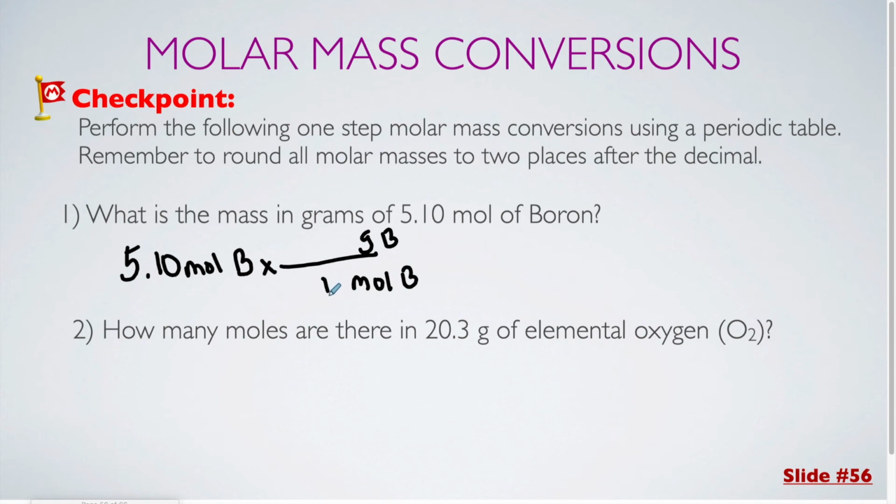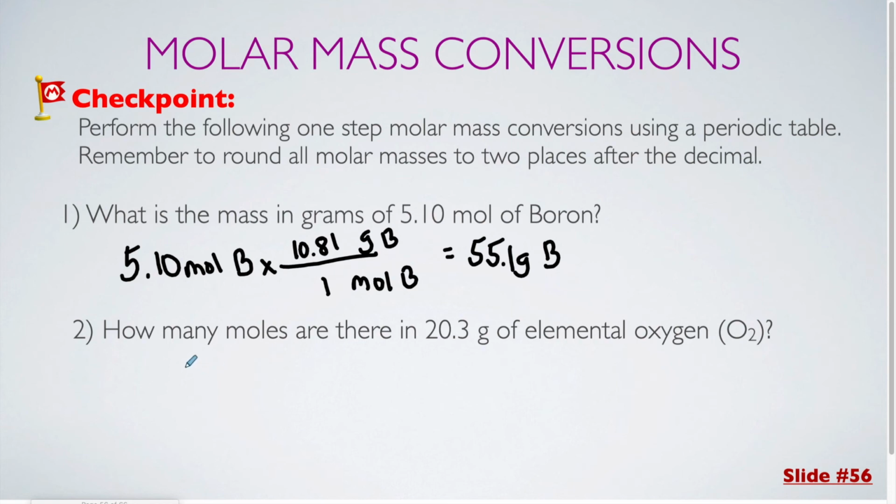Moles is always equal to 1, and mass you get from the periodic table, and you round to 2 places after the decimal, so 10.81. We are multiplying the top and dividing the bottom. So this is going to come out to 55.1. And that's grams of boron.